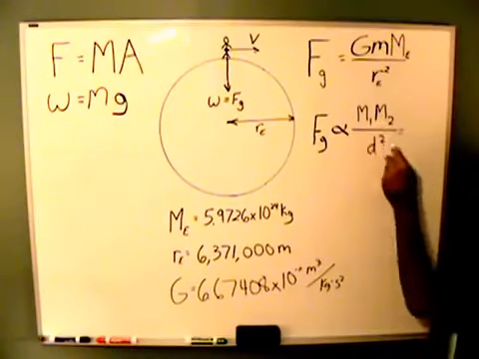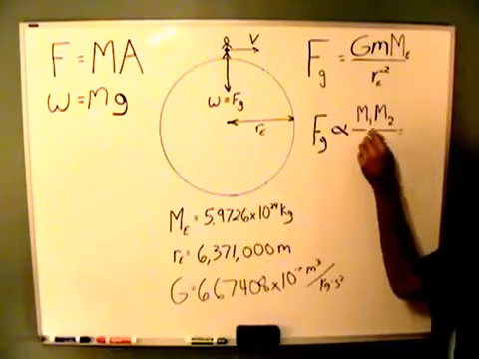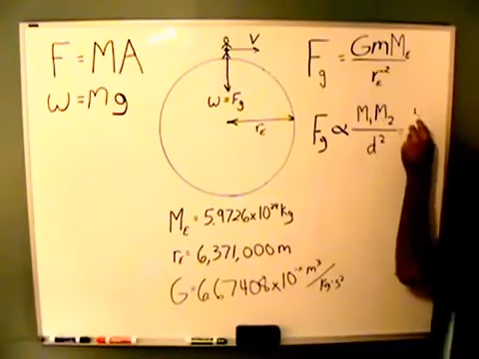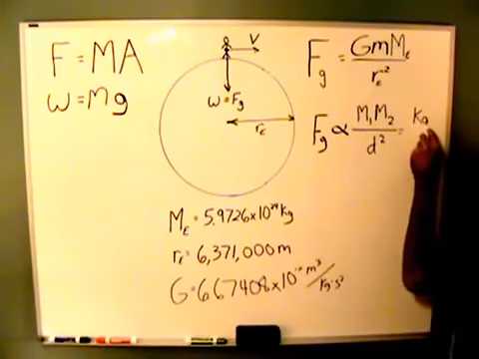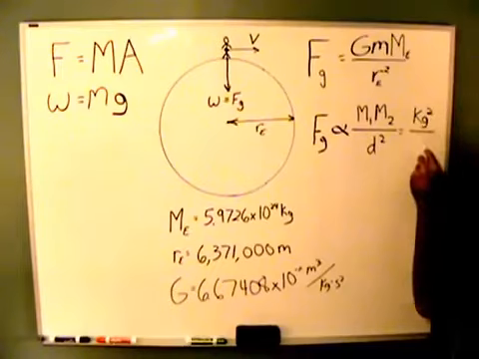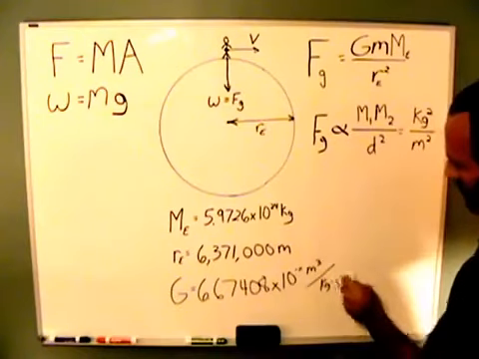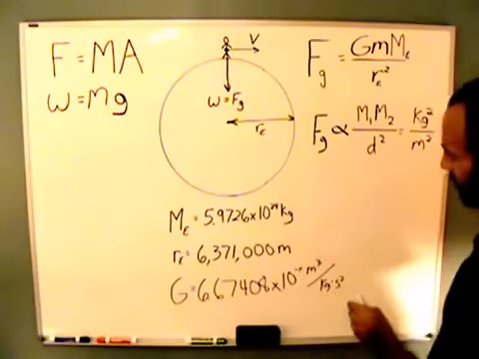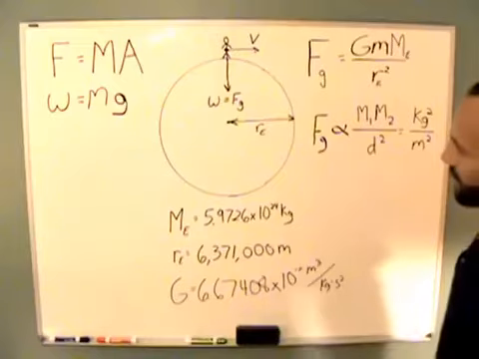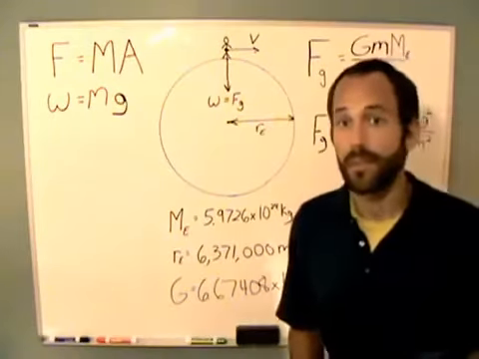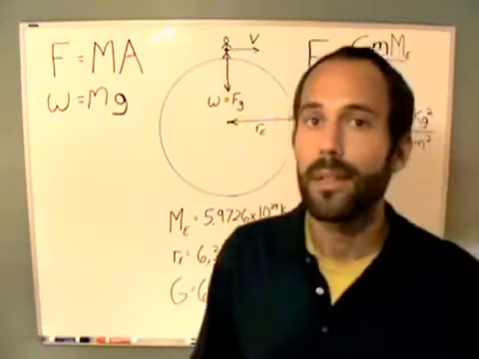Because if you combine the units in this proportion right here, assuming the masses are measured in kilograms, you would get kilograms squared over meters squared. And if you multiply that times this factor down here, you will end up with kilograms times meters per second squared, which is equal to a Newton, or a unit of force. Okay?